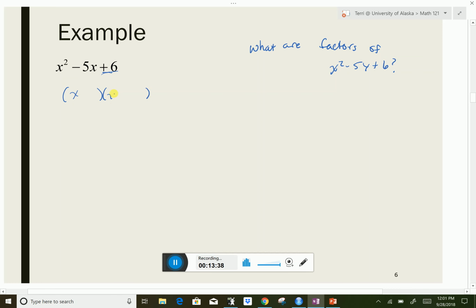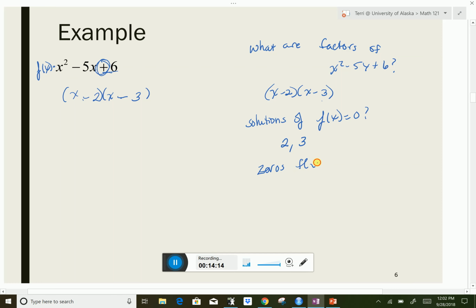So let's see, x is 6, 2, and 3. Since this is positive, these are the same sign, and they're both negative. So the factors are x minus 2 and x minus 3. So what are the solutions of, if this is f of x, sorry, of f of x equals 0? Well, 2 and 3, because I can write it x minus 2, x minus 3. The zeros of f of x are 2 and 3.